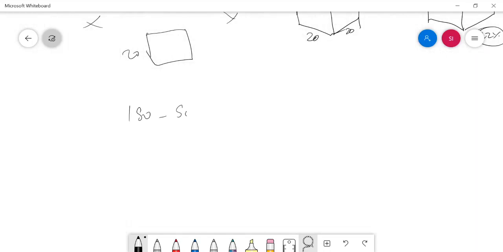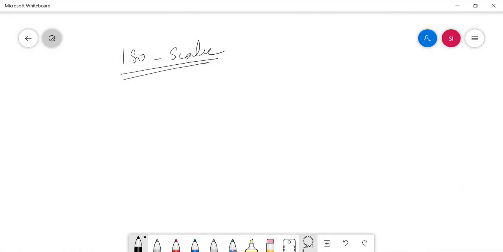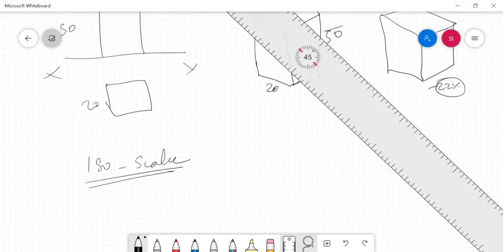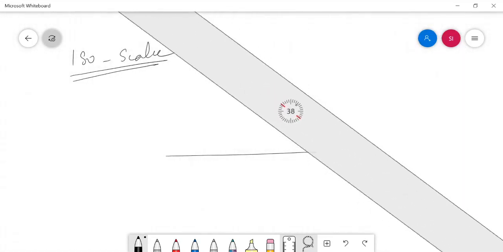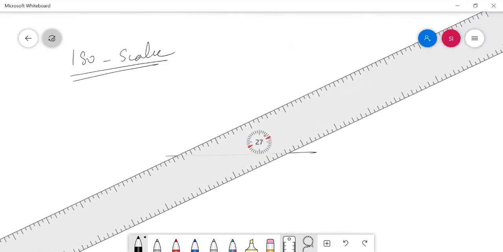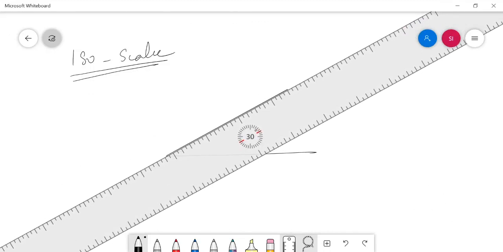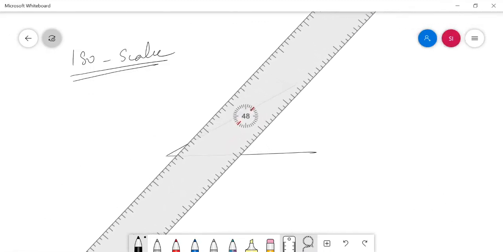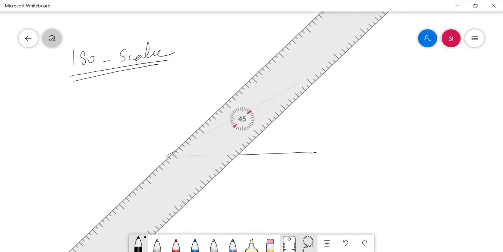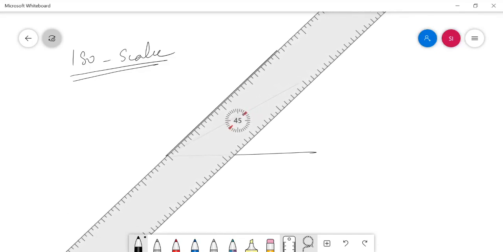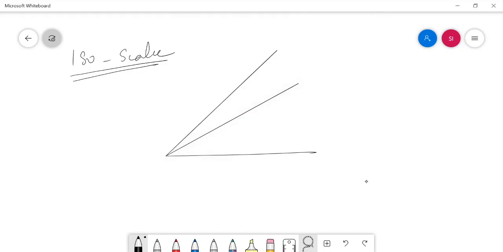It's shortly called the isoscale. Isoscale is nothing but a scale that we produce graphically in order to find the reduction in the dimension. First we need to have a horizontal line, and then we need to draw a 30-degree inclined line, and just above that we need to draw a 45-degree inclined line. So this is the isoscale.